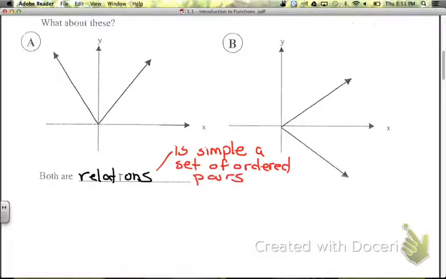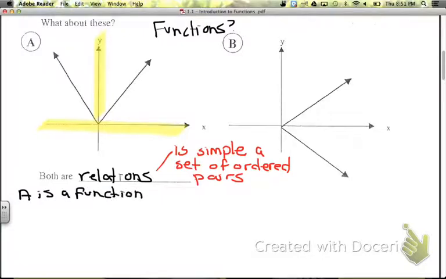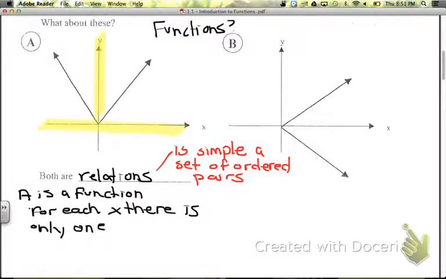So now let's look at whether these two are functions. Since we know they both are relations, and any function is a relation, the first one, we know that for any value of x, there is only one y. So only one y value. So a is a function. And just so we can write down why it's a function, for each x, there is only one value of y.